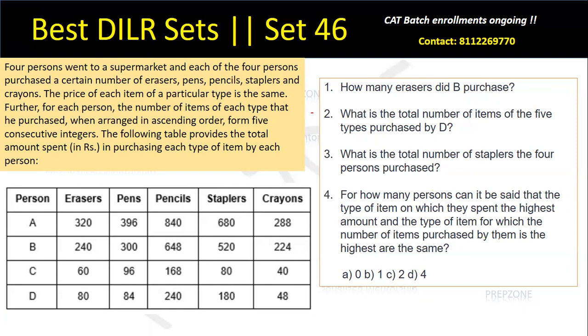ठीक है, 4 बंदे उन्होंने 5 चीजें खरीदी है. The price of each item of a particular type is the same, which means सारे eraser का price same है, सारे pen का price same है, etc.